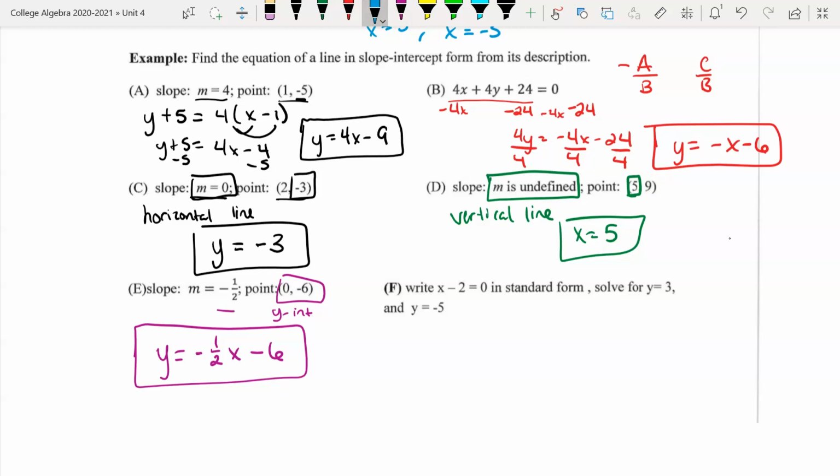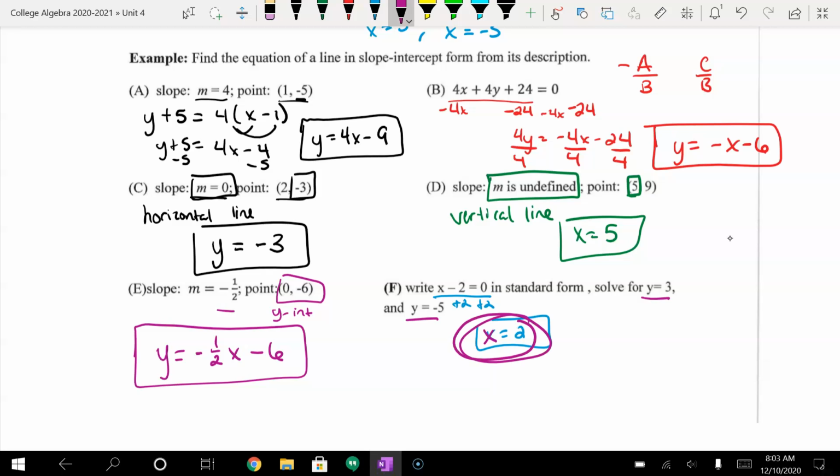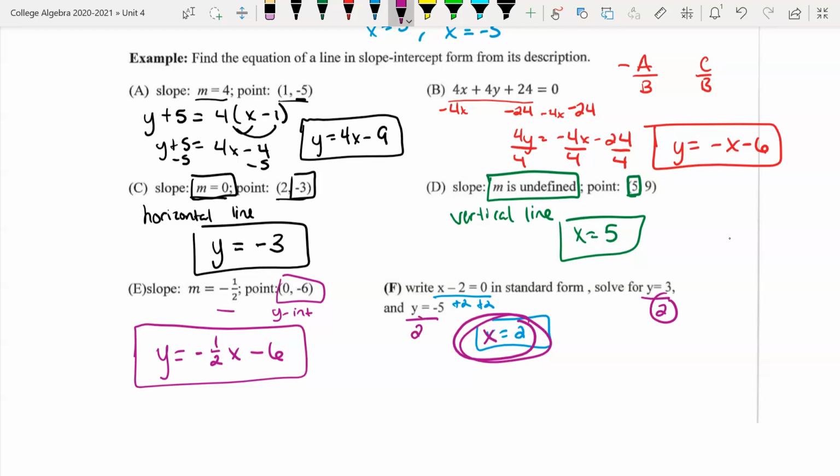And then lastly, it says write x minus 2 equals 0 in standard form. All you're doing is adding the 2 over. That's in standard form. Now it says solve for y equals 3 and y equals -5. Guys, it does not matter what I plug in for y. I automatically know that x is always going to be 2. So the answer to this one would be 2. The answer to this one would be 2. It does not matter because you know that your x is always 2. That's how it's going to work whenever you graph it, because that's a vertical line.